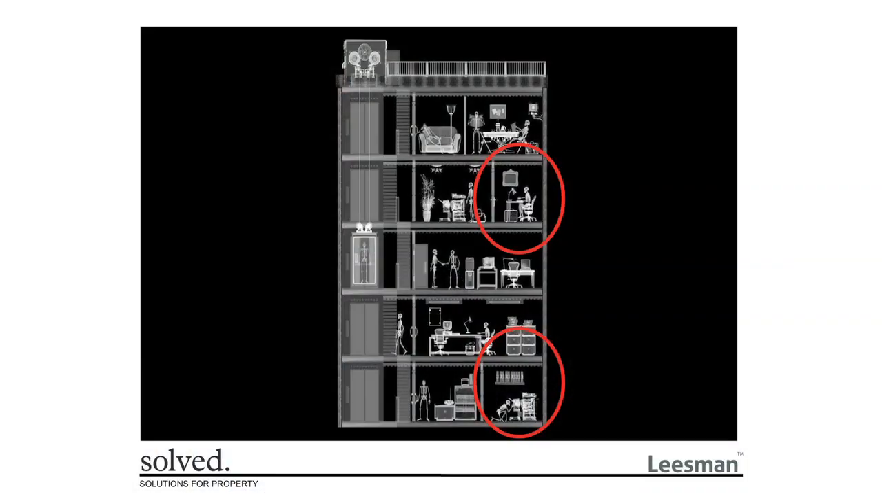Leesman Index is a tool that enables you to understand exactly how your buildings are performing for the occupiers they house. So it's about knitting together and meshing the performance of people and the performance of place.